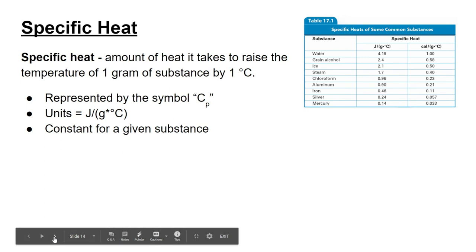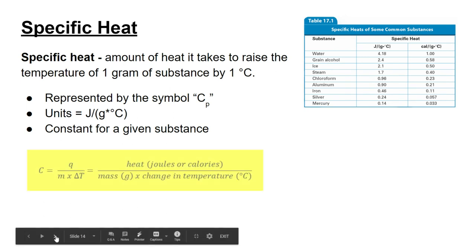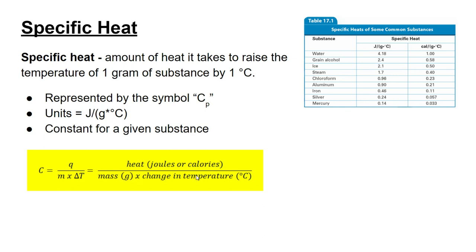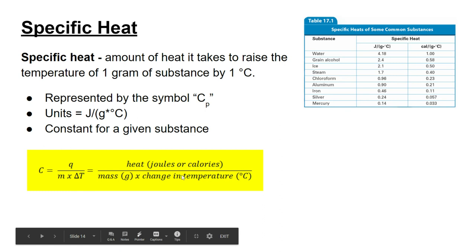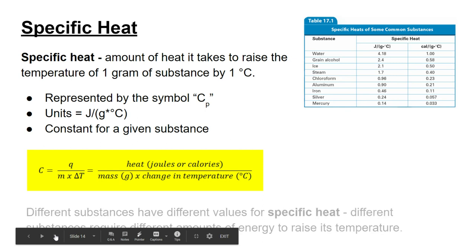So here, if you really look at it, I'm going to discuss with you the specific heat of different substances. Specific heat can be calculated by this equation, the yellow one that you see here: C is equal to Q over m delta T, heat over mass in grams times the change in temperature in degrees Celsius. These calculations we are going to do next week, so get ready with your calculators. Here we'll study more about the concept.